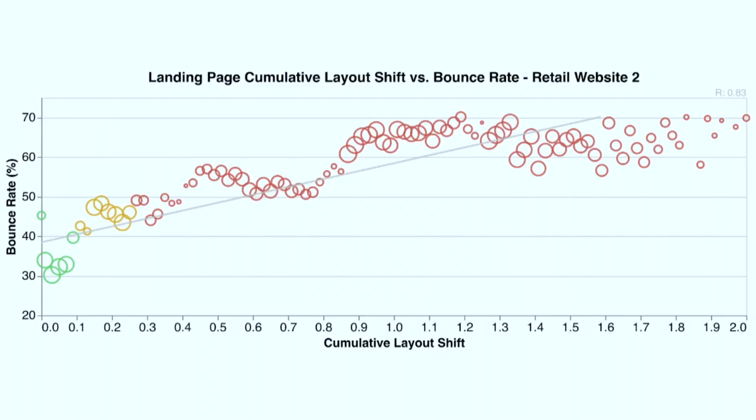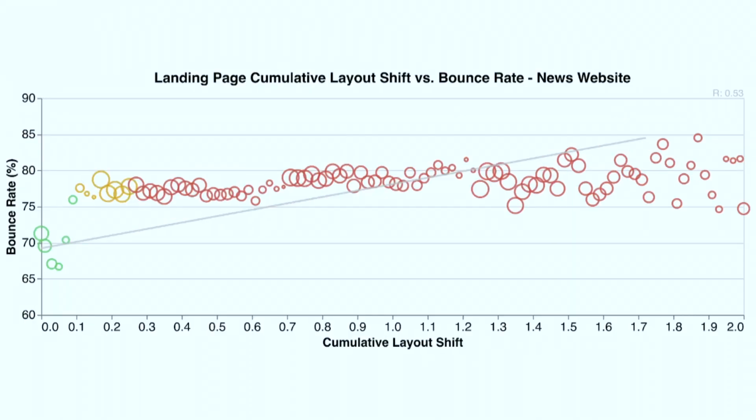A second retail website, example number 2, shows a very similar thing. As we increase cumulative layout shift, we actually see a decently high increase in bounce rate as well.